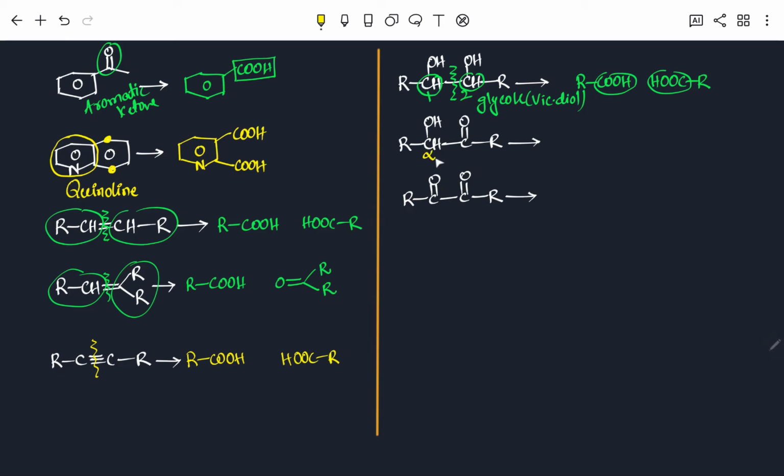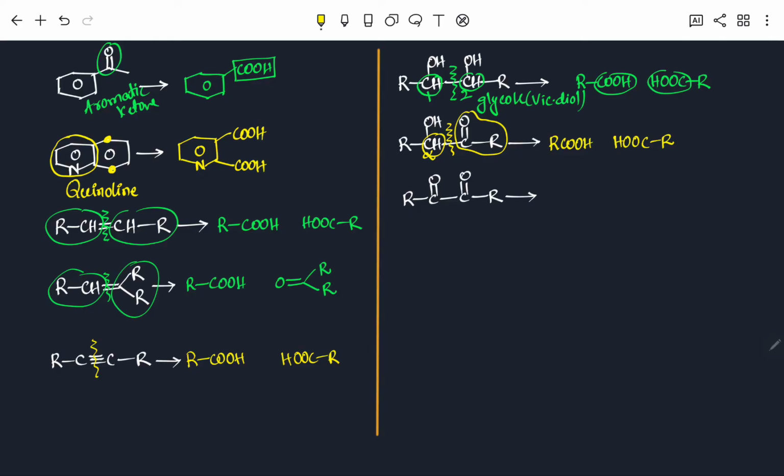Next one, alpha hydroxy ketone. It is an alpha hydroxy ketone. So in this case also we have to break the corresponding sigma C-C bond. Because of the CH bond, the left group is converted into carboxylic acid and the right group, there is no other possibility, that will also undergo conversion into carboxylic acid.